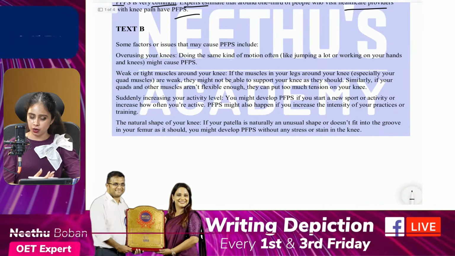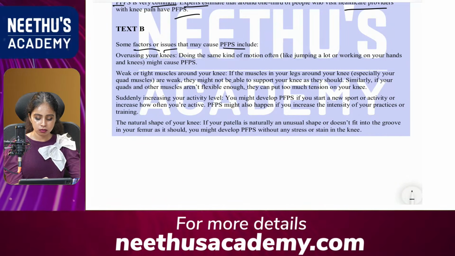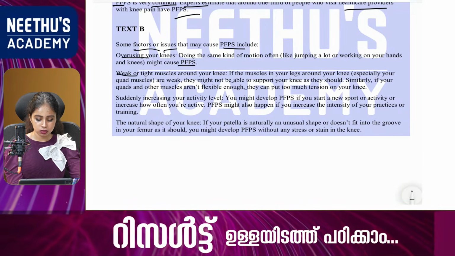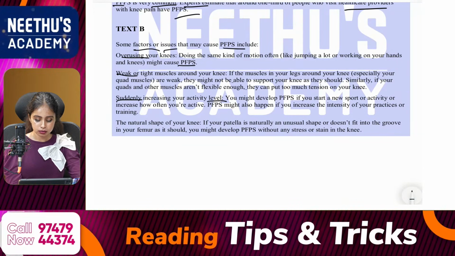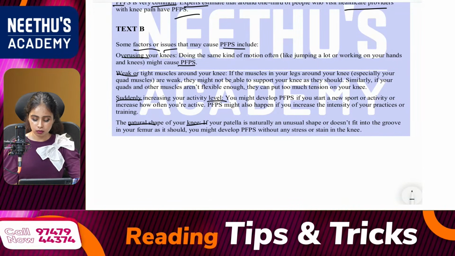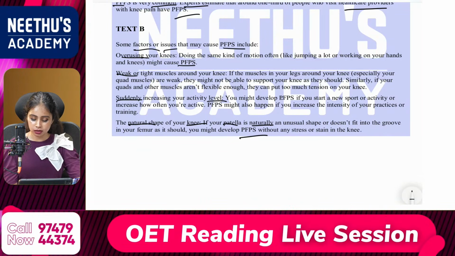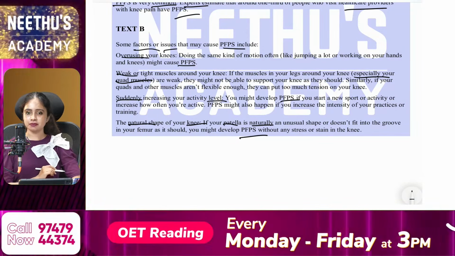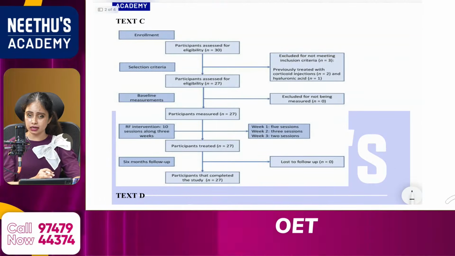From text B, again you can do the same. So what are the keywords? There are some issues mentioned. So these are my keywords from text B. Now I'm moving to text C, and here comes a pictorial.